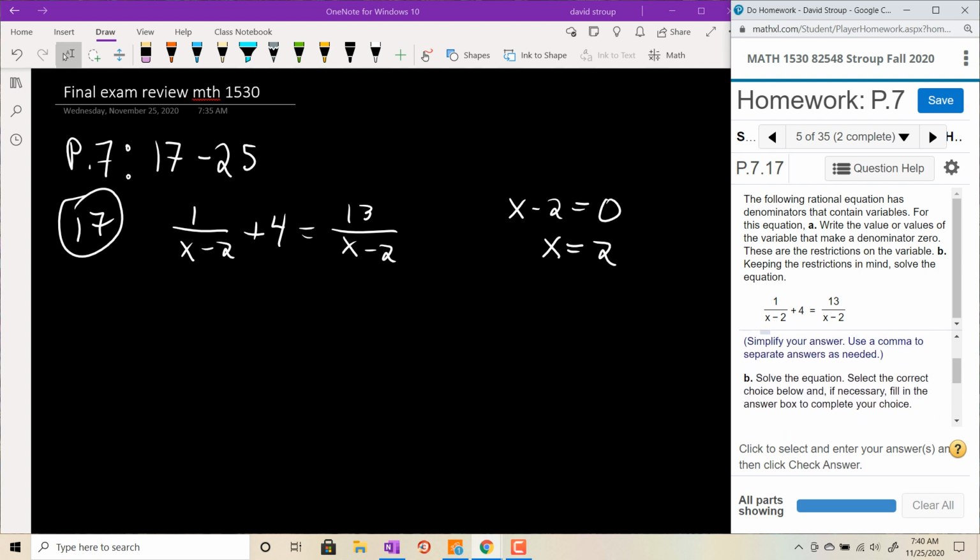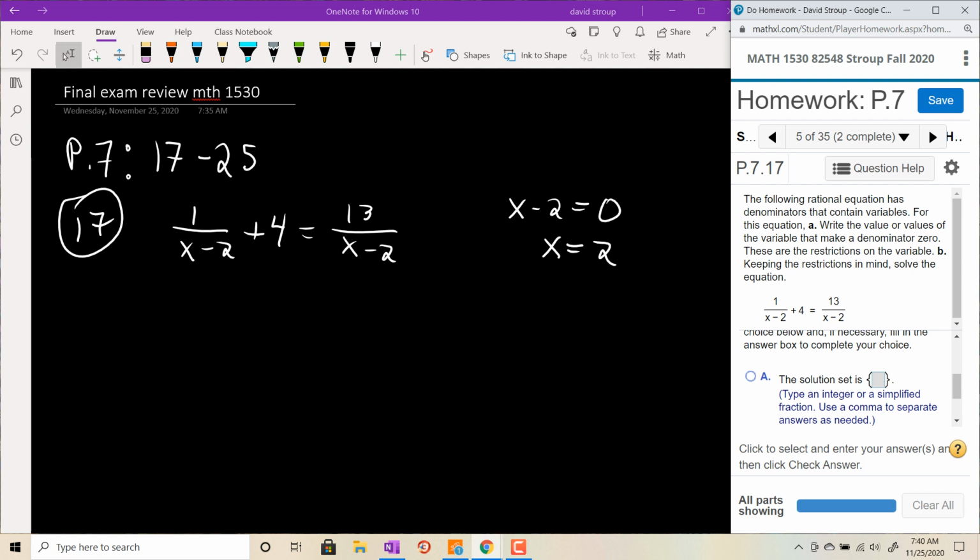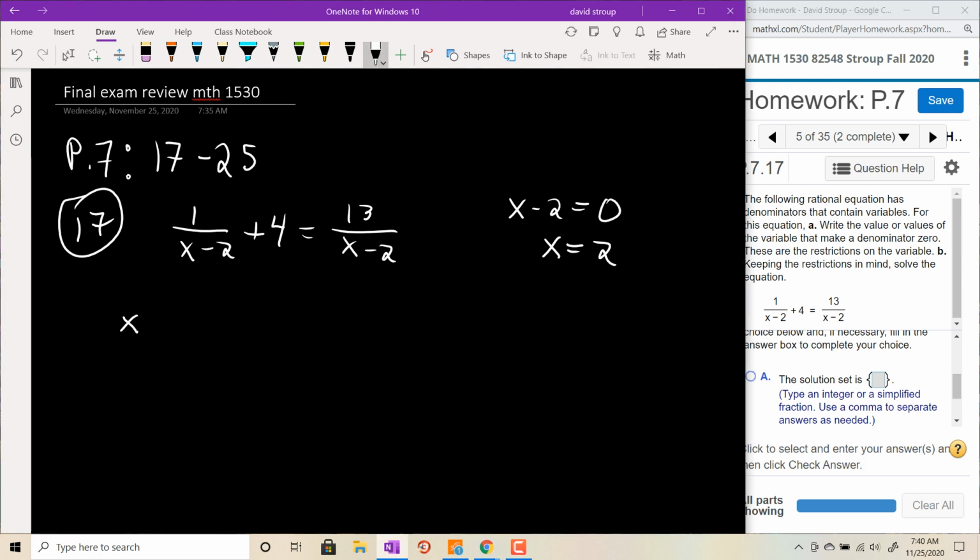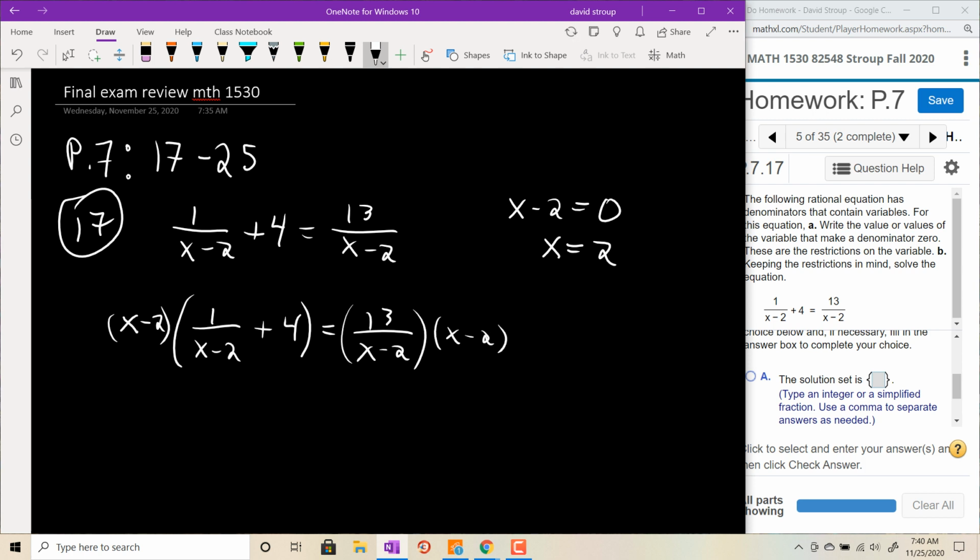And now they want to know the actual answers. So to get the answer in these kind of problems, you have to multiply both sides to get rid of the denominator, all of the denominators. There's only one real denominator here, the x minus 2 thing, so I'm going to multiply both sides by x minus 2. Right. So on the left side, I have to distribute. So here I'll get 1 plus 4 times x minus 2. On the right side, the x minus 2's cancel, so you just get 13.